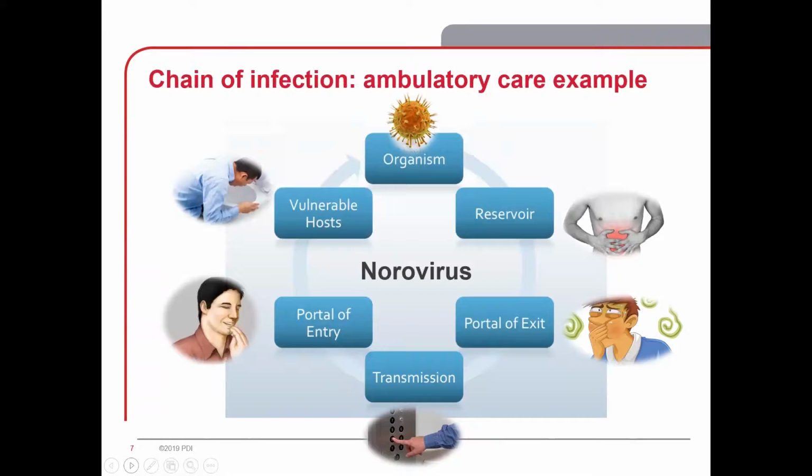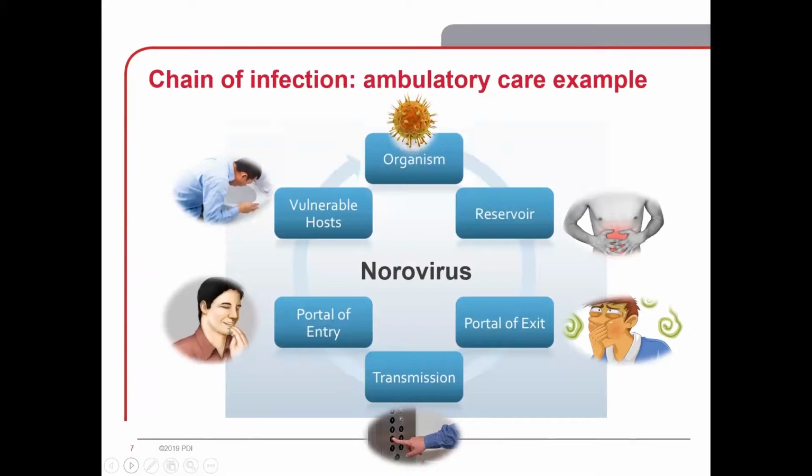So the example I wanted to go over is norovirus, because there are certain periods of time that we see outbreaks of norovirus happening in the community and certainly can impact any kind of healthcare setting. So we're going to start with norovirus as being the organism. And the typical reservoir, as you can see in the picture, is usually in human beings in the GI tract.